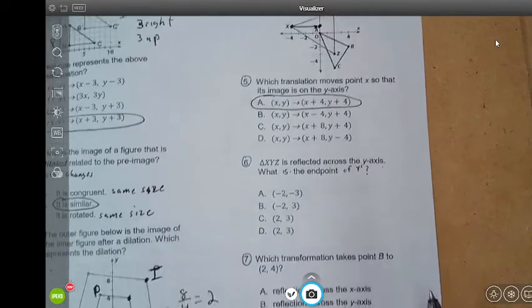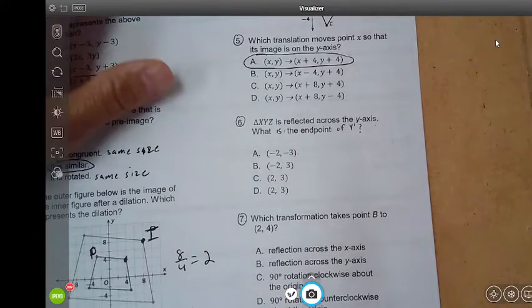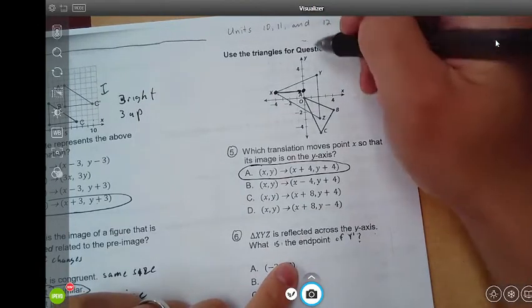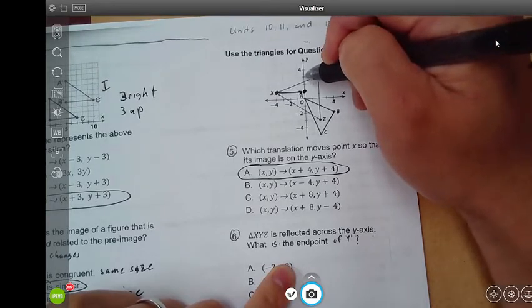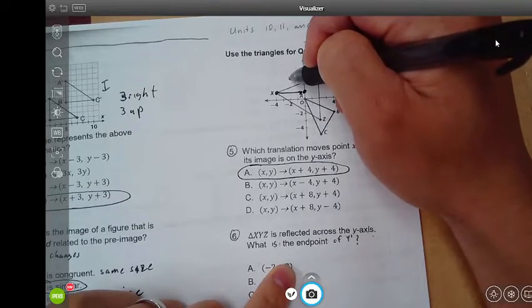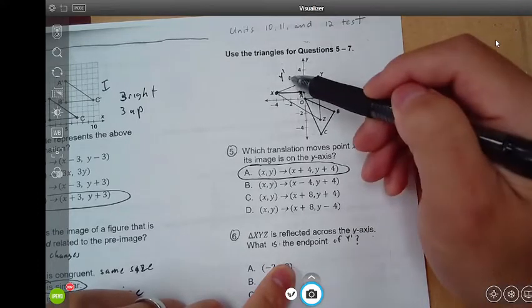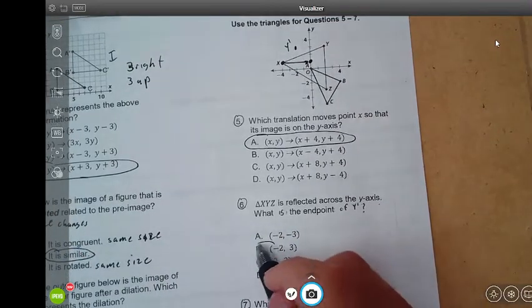Number 6, XYZ is reflected across the y-axis. What is the endpoint y image? All right, so y is reflected across the y-axis. Here's y right now. It's 2 units away from the y-axis, so we have to move 2 units away on the other side. So there is where image y would be. Looks like that coordinate would be x is -2 and y is 3. So option B.